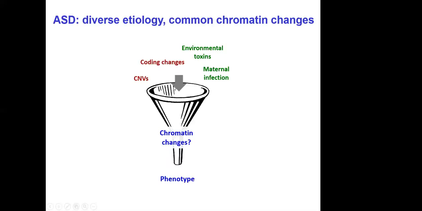At what point do they converge? Do they converge at the level of the tissue? Do they converge at the level of the cell? Do they converge at the level of protein, RNA, epigenome and so on, as you're getting closer and closer to DNA? So our results suggest that they converge very, very fast. They converge at the level of chromatin changes.